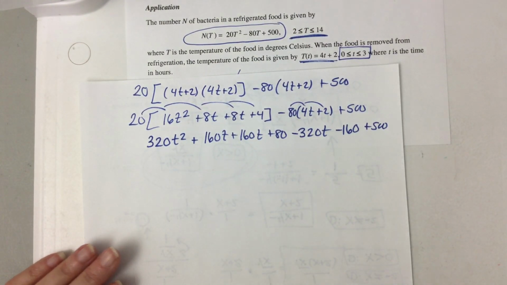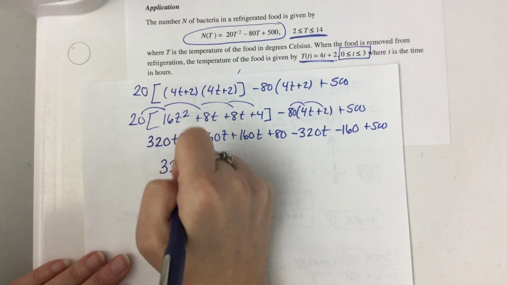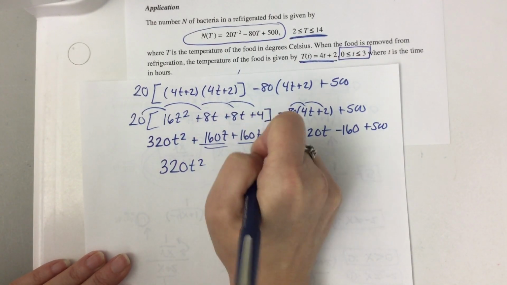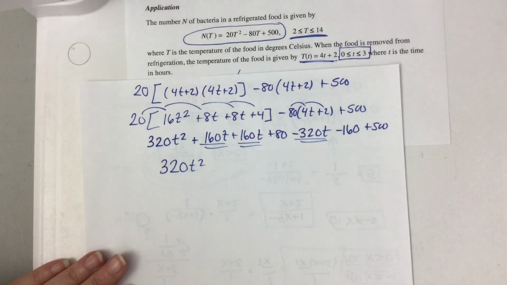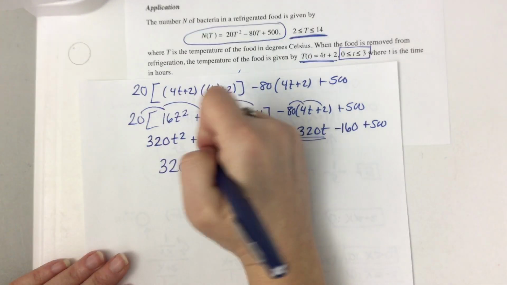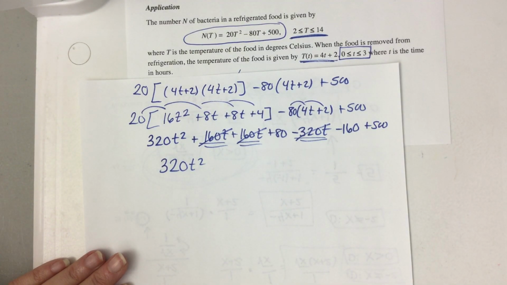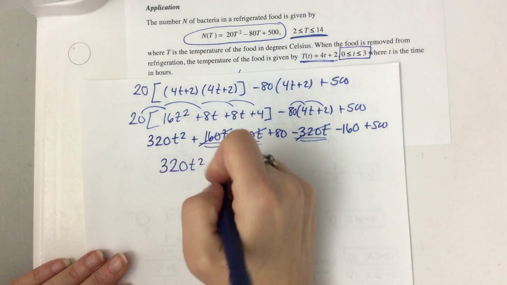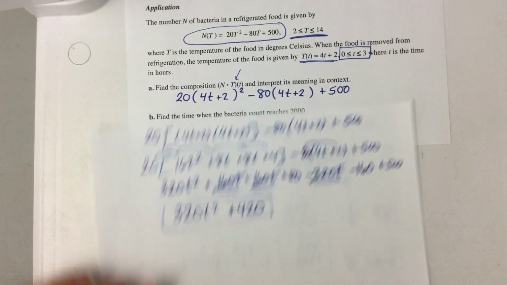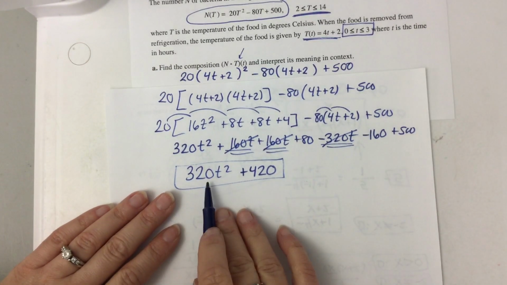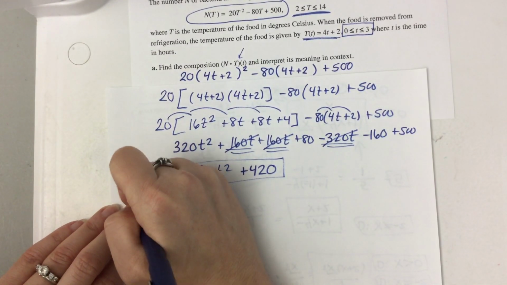Now if I combine like terms, 320t squared. This has a t, this has a t, and this has a t. So 160 plus 160 minus 320 is 0. Cancels, cancels, cancels. 80 minus 160 plus 500. This is a positive 420. Here is your new function. What this tells you is the number of bacteria.